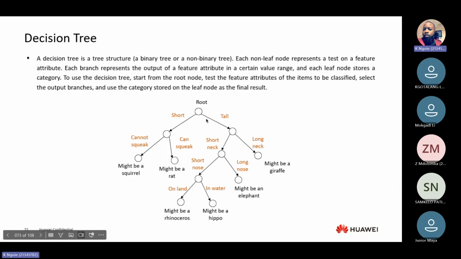So in this example here, we have an animal with the branches showing, okay, if the animal is short, then what's the option? It can squeak or it cannot squeak. Okay, if it can squeak, might be a rat. If it cannot squeak, might be a squirrel. Okay, and then we have tall, long neck, short neck. All these just try to determine what we have as an output based on the answer that we get from this tree.